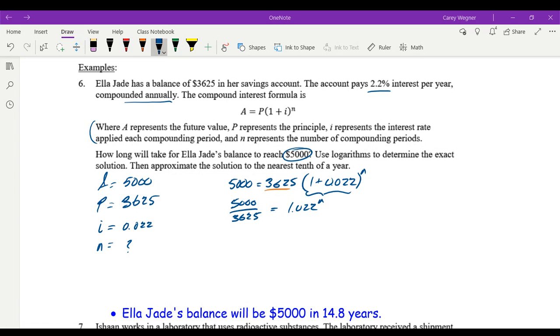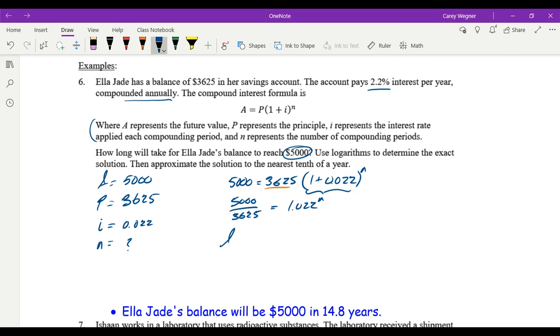But I've got to a point where I have a number equal to a power. So I can rewrite this in logarithmic form. So again, I'm going to rewrite it as log. My base for my power is 1.022. My logarithm is an exponent, so this is equal to n. And this is operating on, well, let me get a little bit of space here. I know it's going to equal n, but let me first stick in 5,000 divided by 3625, and that will equal n.